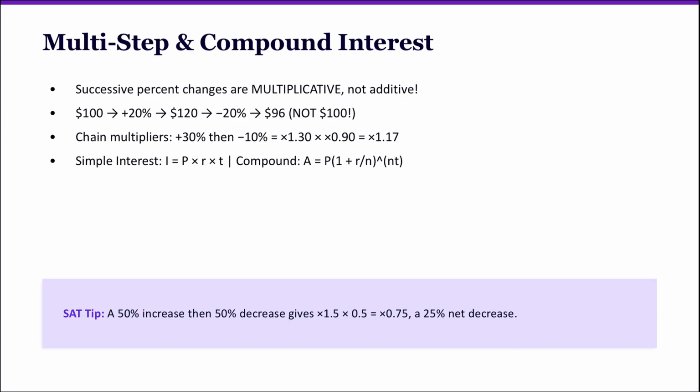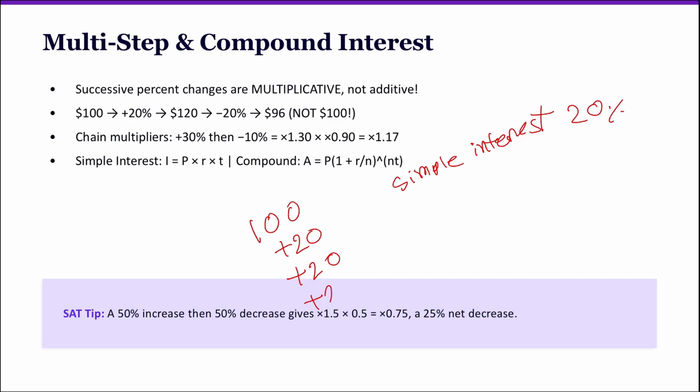Sometimes there might be a multi-step and compound interest problem. For example, you have successive changes. So if you have compound interest, for example, first of all, actually, let's break that down. If you have simple interest, then you get the same amount every time. So if you have $100 and you have simple interest of 20%, then every year you get a plus 20, plus 20, plus 20, because this 20% is being applied to what I actually deposited when I opened the account.